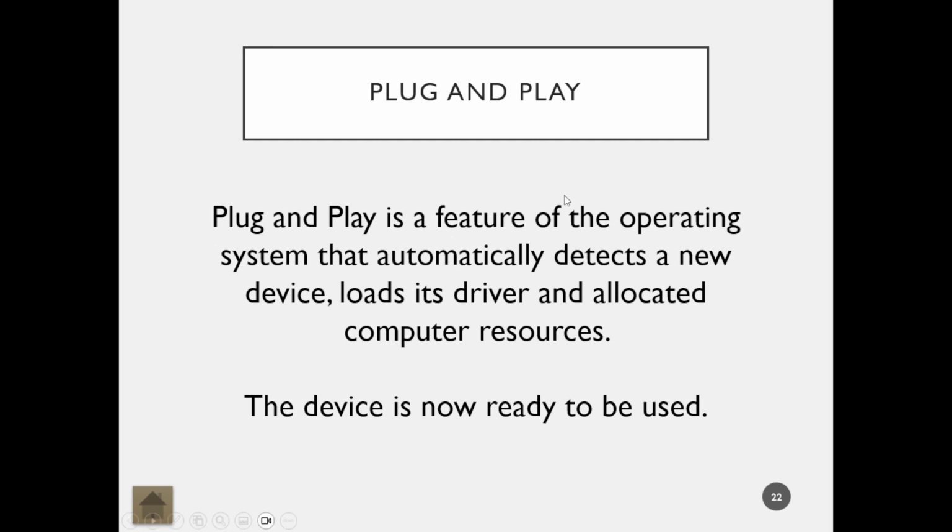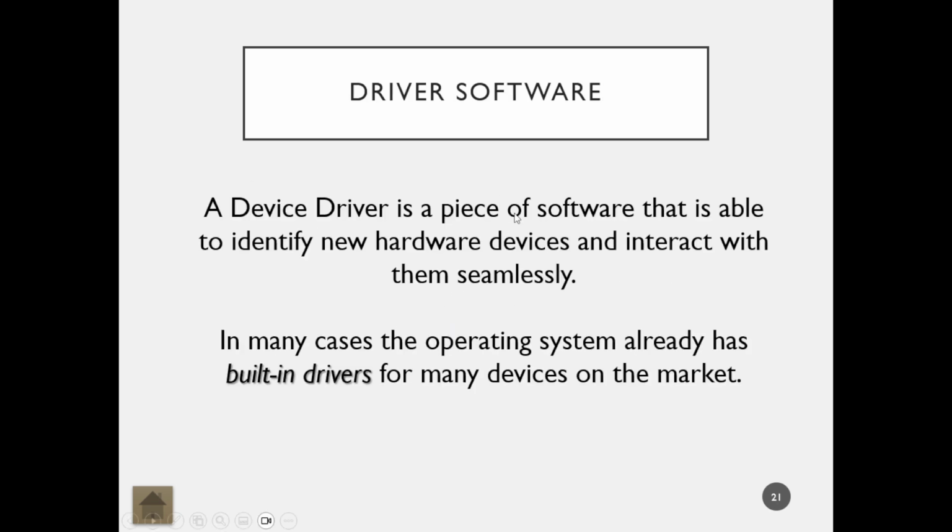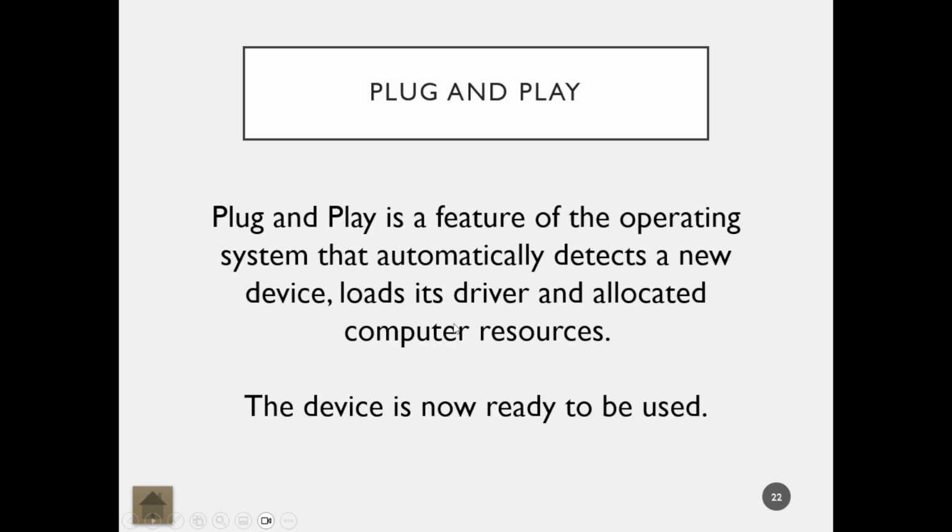So what does this feature do? It's a feature of the operating system that automatically detects a new device. Have you seen when you plug in a flash drive, those notification boxes pop up, right? So plug and play detects that. It then loads the relevant driver. What did we say a driver is? Software that identifies new hardware and allows us to work with it, and then allocates computer resources, right? So that is what this feature does. You need to know this definition. It is very, very important. Okay. Once plug and play is done what it needs to do, the device is now ready to be used.